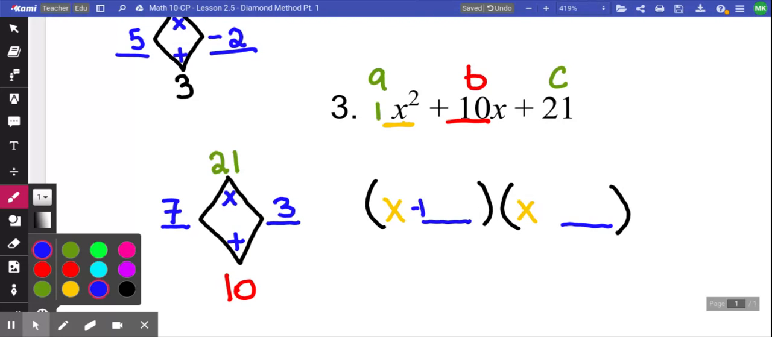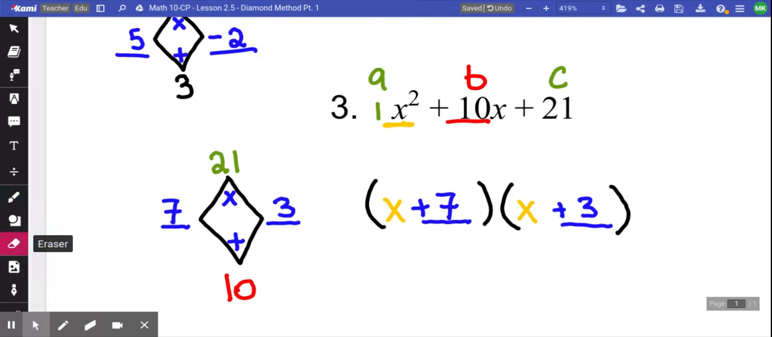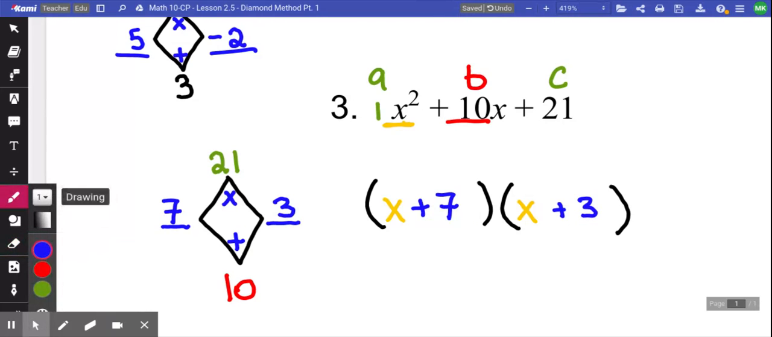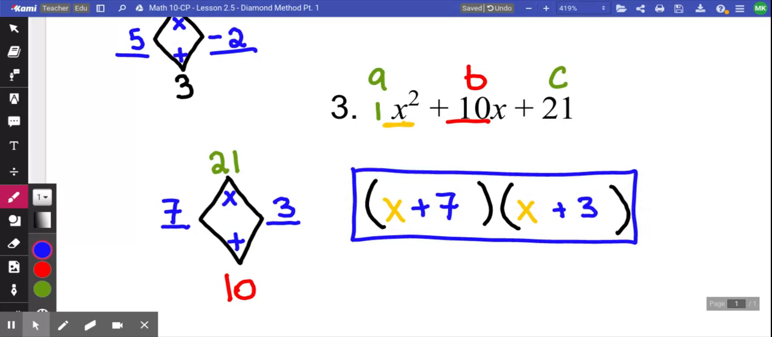So the sides of my diamond become my second term in my binomial. My answer is x plus 7, x plus 3. Like that.